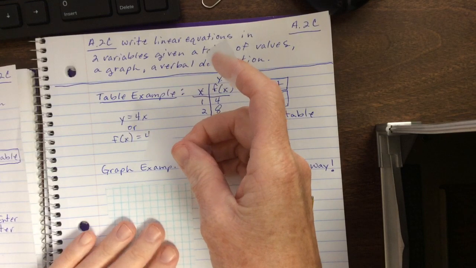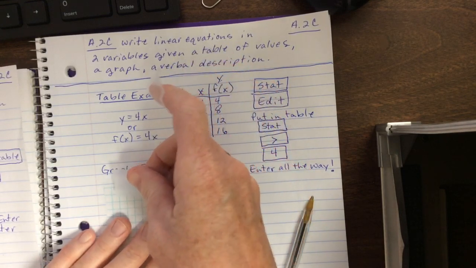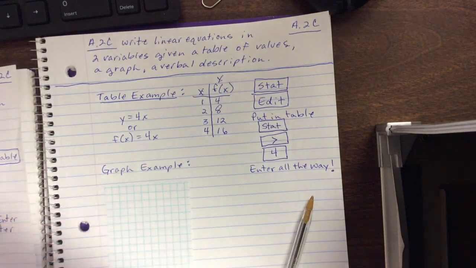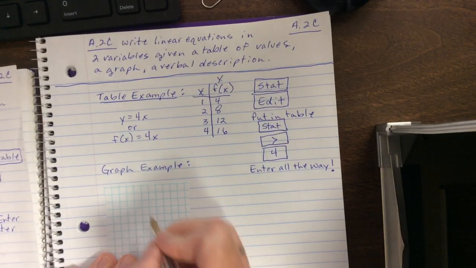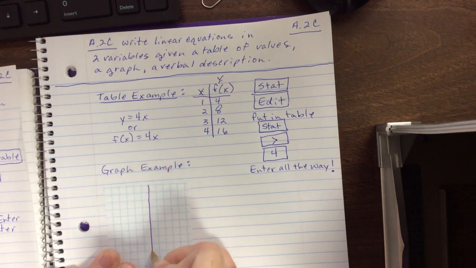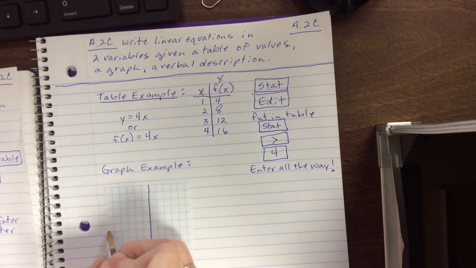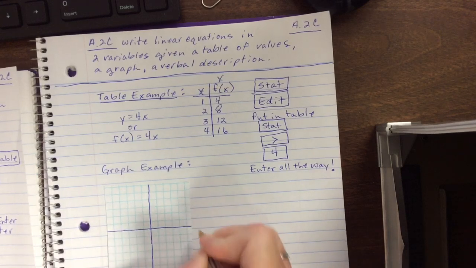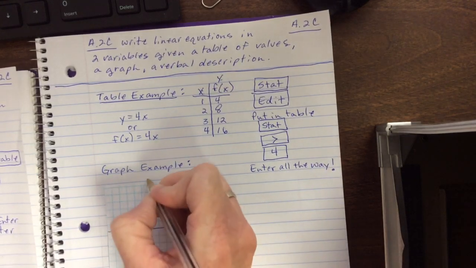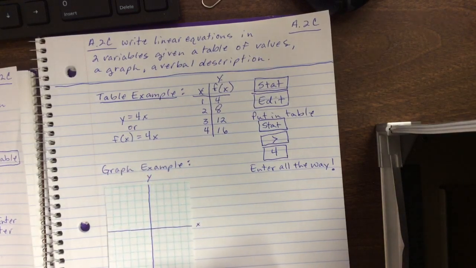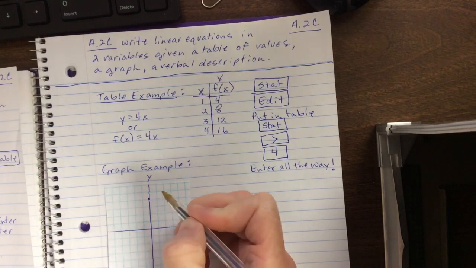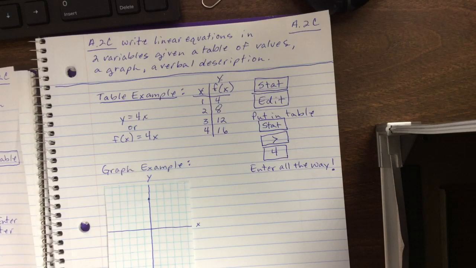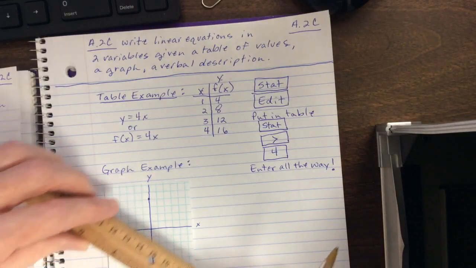Okay, so we have our graph. So if they provide you with a graph, so let's draw one. If you're just drawing this, this is what you need to draw. Here's your X, here's your Y, and for this example, it's going to be drawn like this.